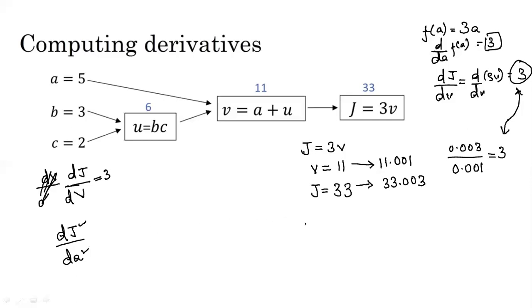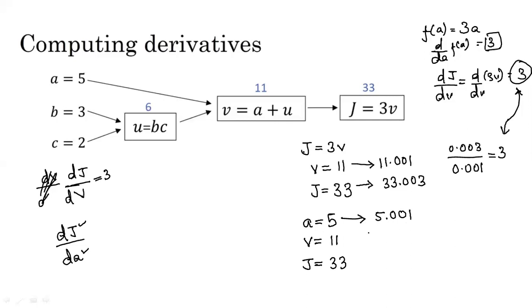Suppose we take the initial value of a as 5, as we have already taken in the example. Using this initial value we have the value of v as a plus u, that is 5 plus 6, and it is equal to 11. And if we have the value of v equal to 11, then with these values of a and v, the value of J comes out to be 33. Okay, now suppose we make a small increment in the value of a, that is an increment of 0.001.